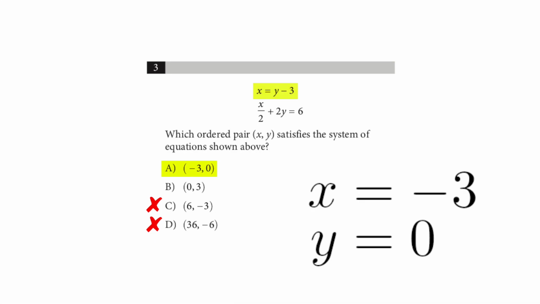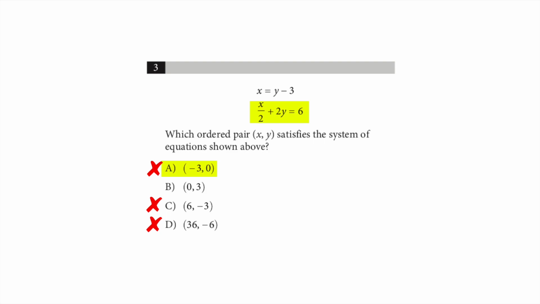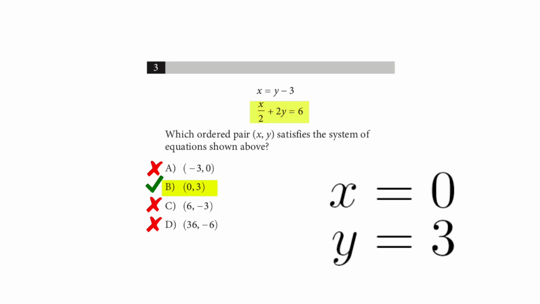Let's continue with A. Plugging in -3 for x in the second equation gives us a fraction, 3/2, so it can't possibly work. So the answer is not A, it's got to be B, but let's make sure that it fits. We already made sure that the first equation is satisfied: 0 equals 3 minus 3. And for the second equation, we see 0 plus 2 times 3 equals 6. It works. So the answer is B.